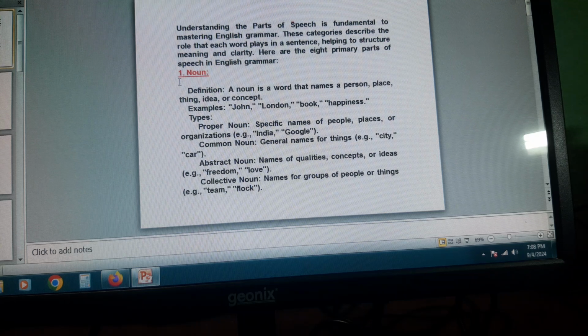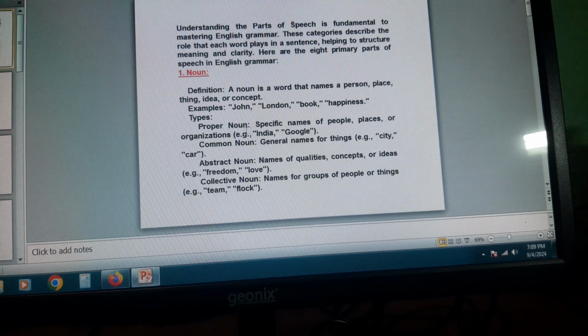First, you will take noun. Definition: A noun is a word that names a person, place, thing, idea, or concept. Example: John, London, book, happiness.